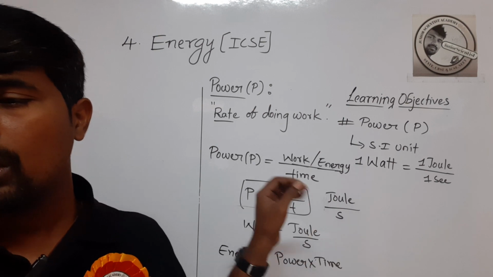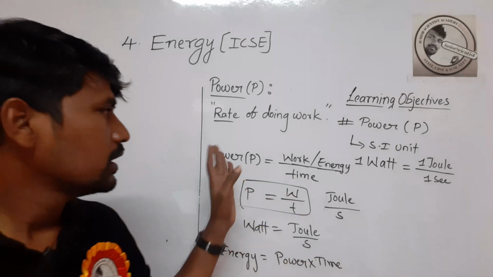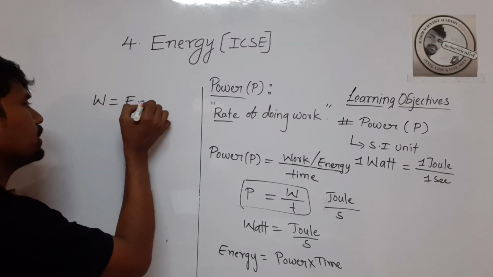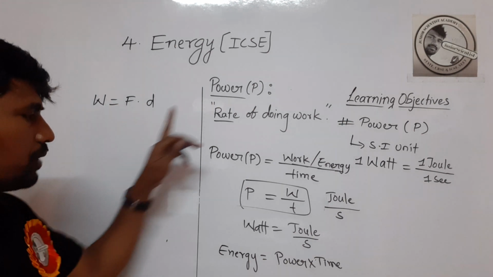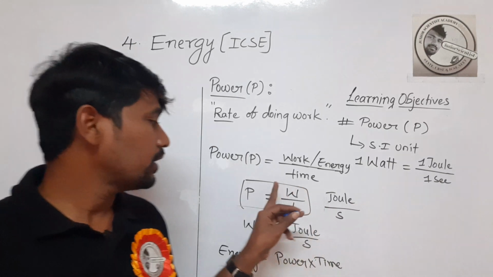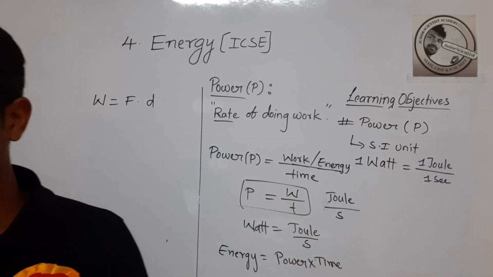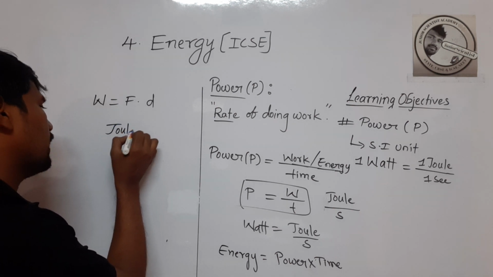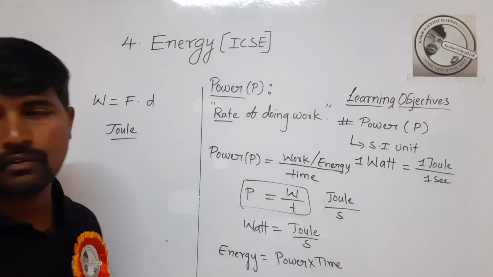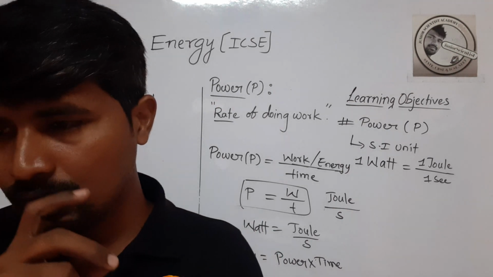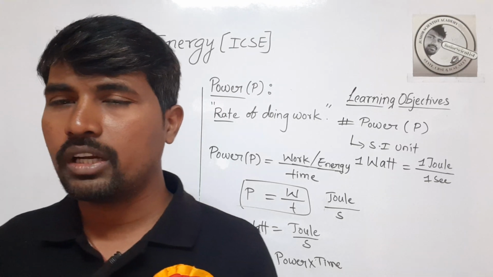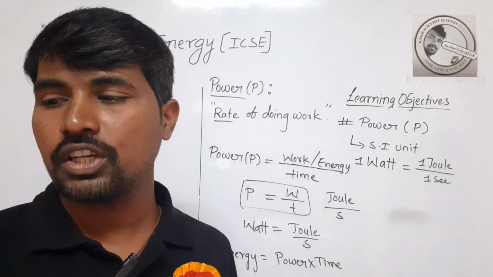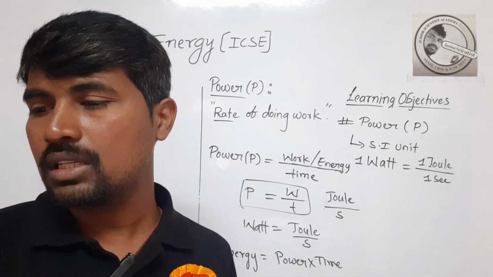The second point is that work done does not depend on time. In work, we don't have time. Work is equal to force into displacement only. There is no time here, but power depends on time. In the power formula there is time T, and the SI unit is joule per second, or watt also we can write. So these are the differences between work and power. In the same way you can learn the differences between energy and power also, and some problems are also there.